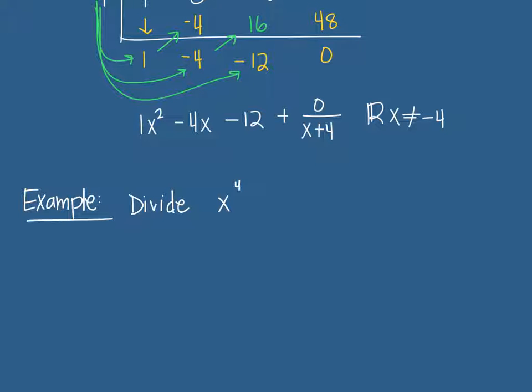X to the 4th. I can't read my own writing. I think this is the fraction 1/2 x cubed. Maybe it's 1/2. I think it might be 1/2 and not 1/12. We'll go with 1/2. It's an easier number to work with. Minus 2x plus 4 divided by 2x plus 3.